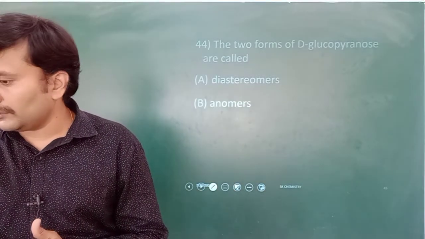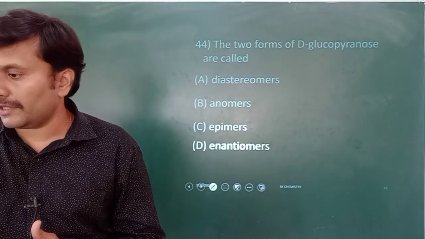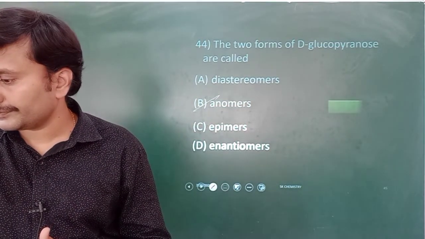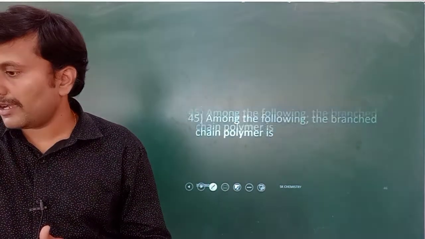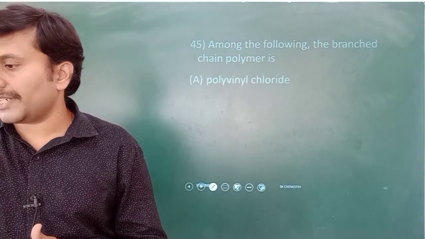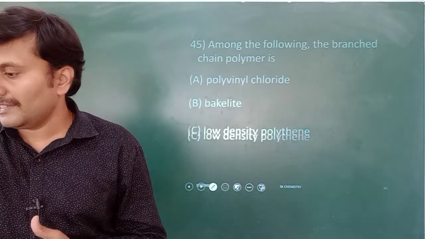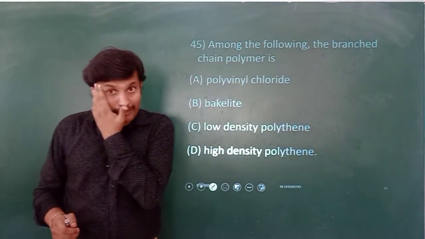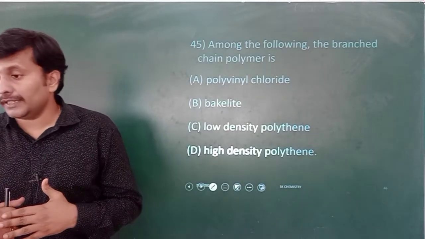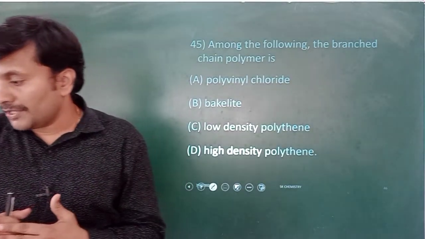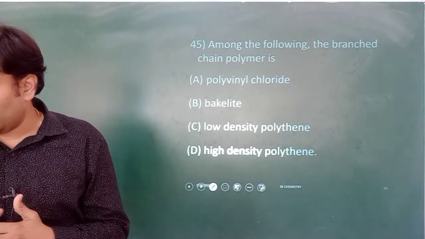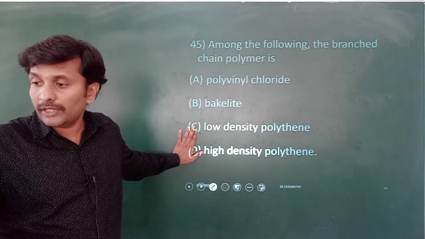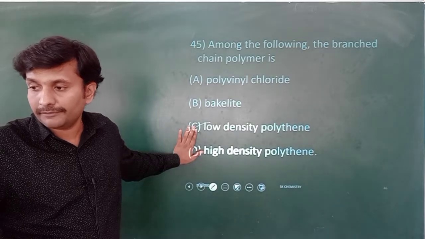Next. The two forms of D-glucopyranose are being given as which one? Anomers. Among the following, the branched chain polymer, which is the branched one? Low density polyvinyl chloride, bakelite, low density polythene, high density polythene. Which among the following is the correct one? Low density polythene is the correct one.